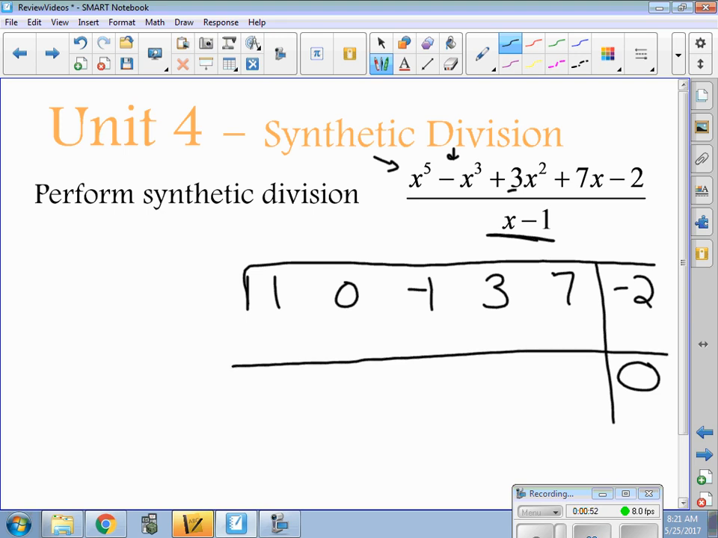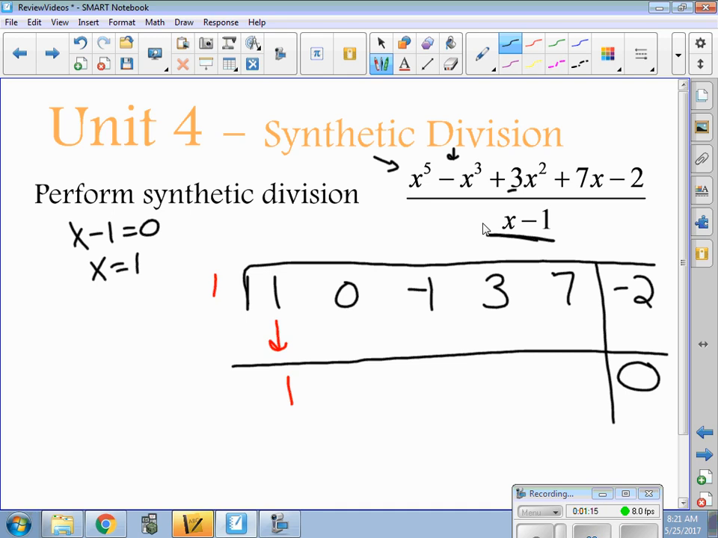Now you have to remember that you have x minus 1. That's the factor. We're looking for actually the root, so we're going to actually divide by 1. So I'm going to put a 1 here. Then the very first thing I'm going to do is drop down my first digit. It's 1. Now it's just going to be a series of multiplying and adding, but be careful because multiplying by 1 could get your head spinning here.